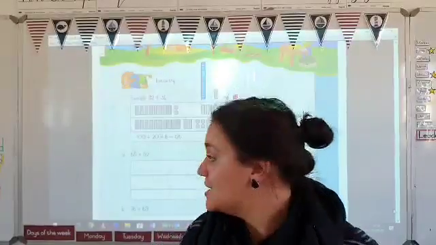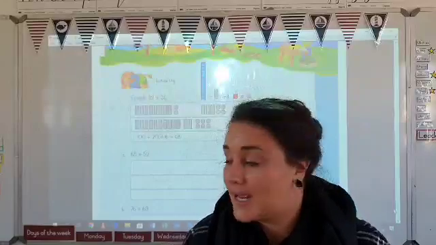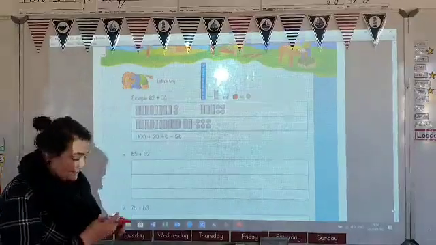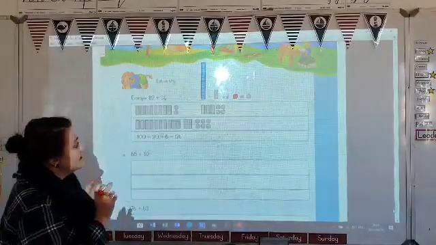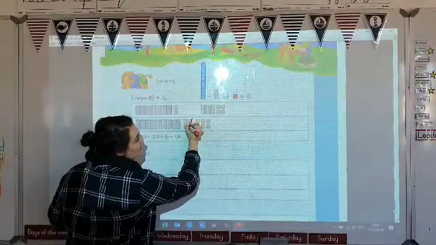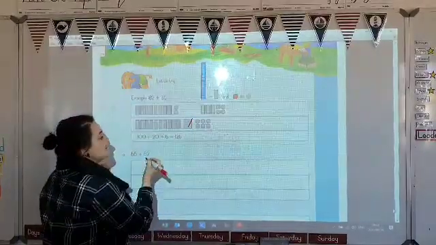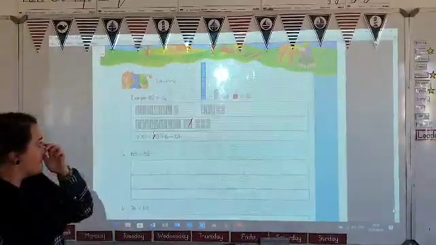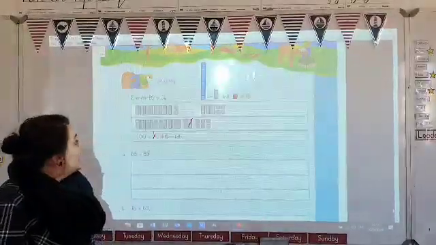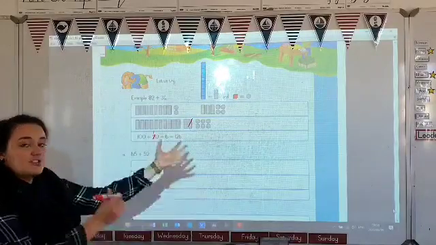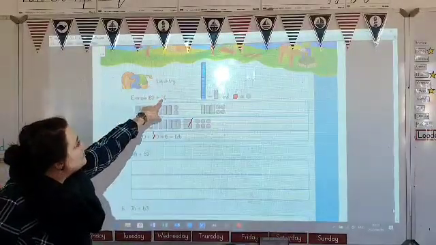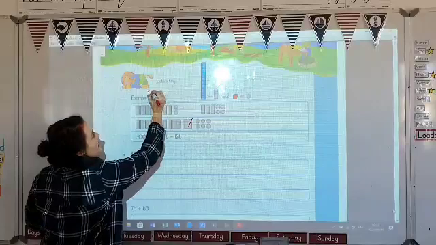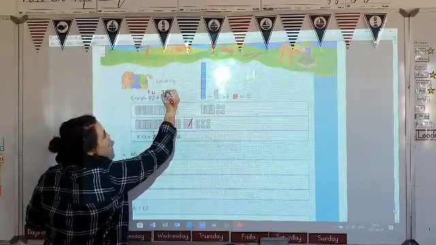Okay guys, now we're going to go to page 81, the last page of today. Before we start, they've made a mistake. So what I want you to do is erase one of those blocks there and change this 2 into a 1. Here we're going to expand. So we have 82 plus 34. Before you start, you can do the tens and the units, and tens and the units.